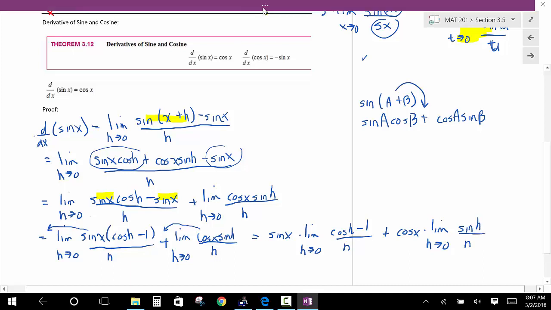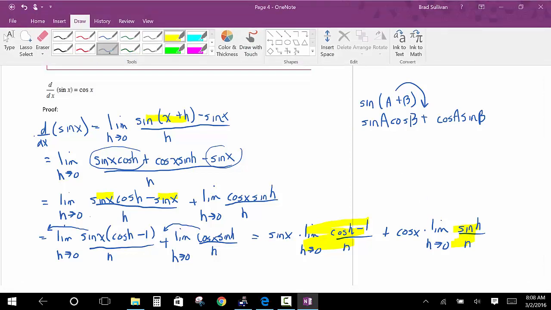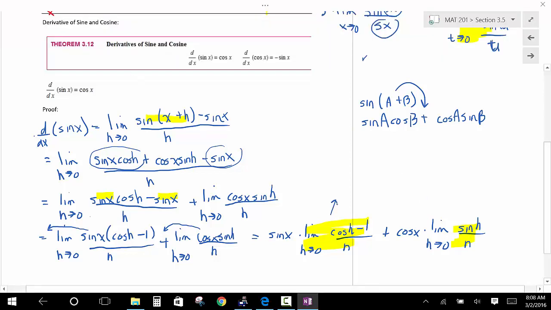Okay? Now, this is what we learned last time, basically. We did this limit right here. We developed that limit. And then we developed this limit right here. And it turned out, if you look back in your notes, that this thing right here, we found that was 0. Okay, we worked that out with the squeezing theorem. And this one we worked out that was 1, like that, okay? So if you put this all together, what you have now is sine x times 0 plus cosine x, that whole limit's 1, that's going to cross out, so you get the cosine of x.